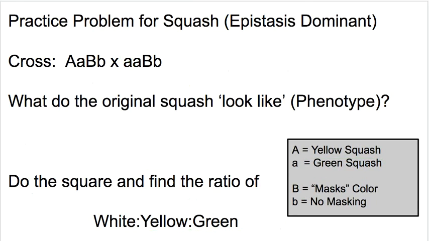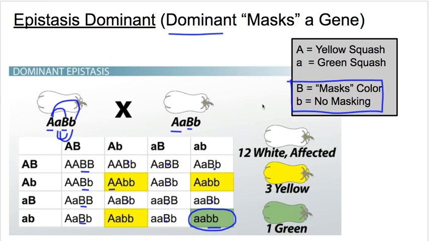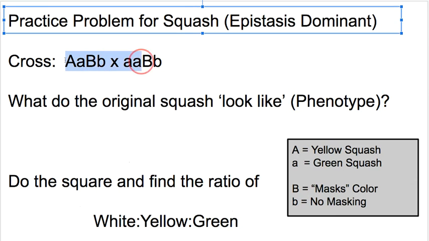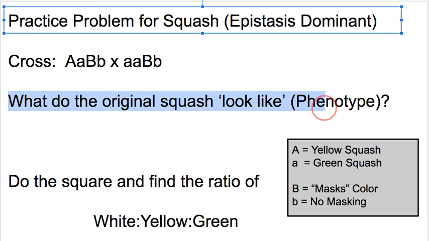Now the remainder of this packet, you have a couple of problems. You have a squash problem. So when you work the squash problem, if you need to refer back to the squash stuff, do that so you can see the example here. I've given you some original squash that I've crossed. Over here are the genes I've defined. So this is asking you, what do the original squash look like?